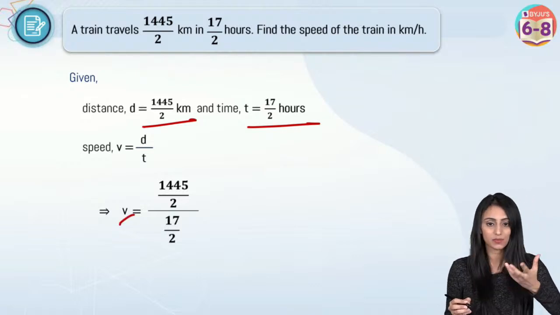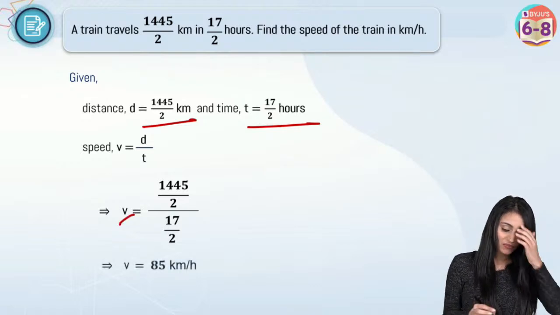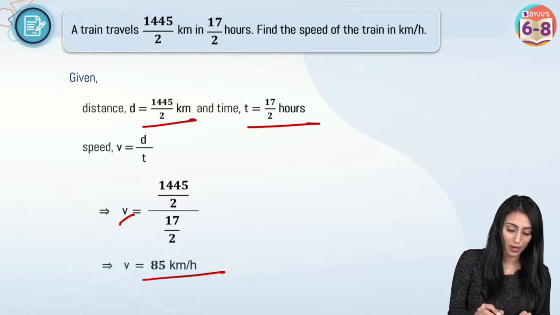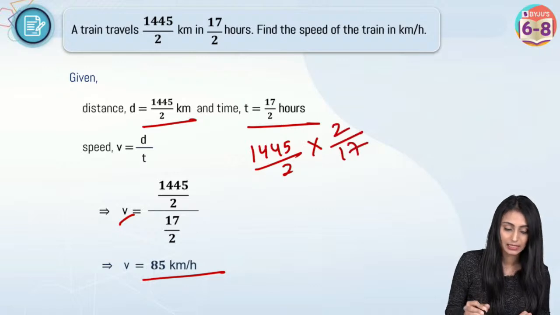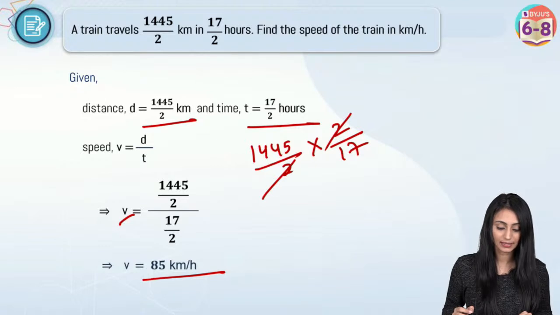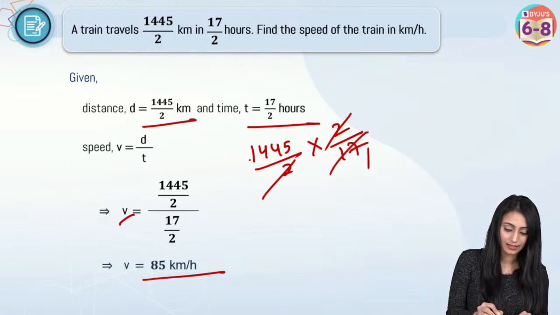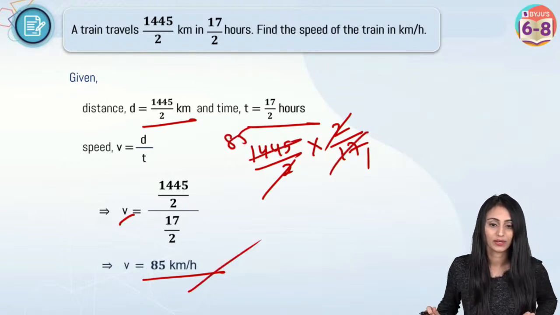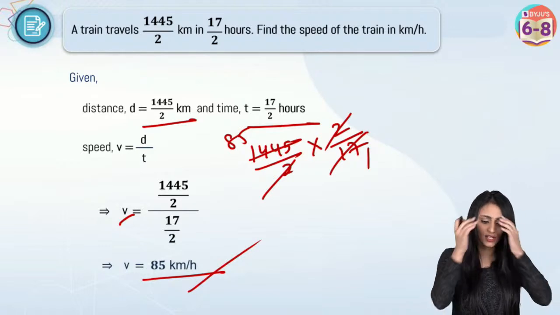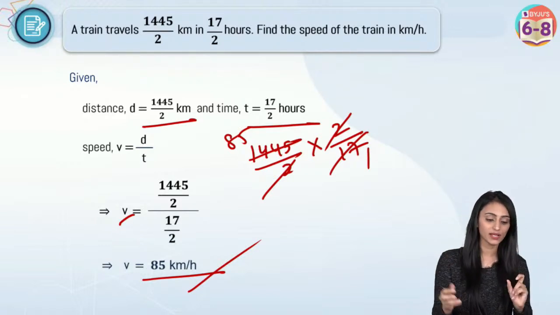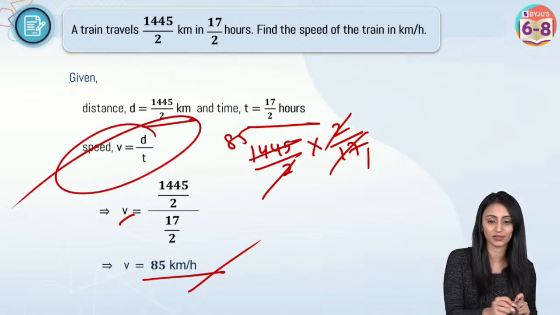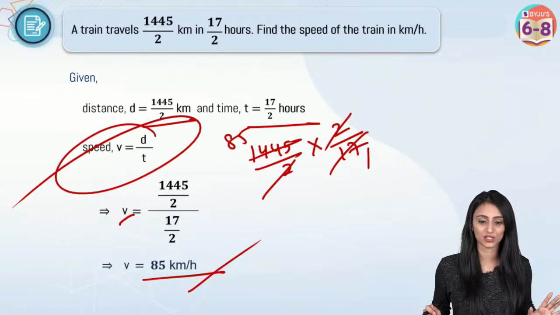We denote speed with small v also. So on simplifying, we are getting 85 km per hour. I hope nobody has any confusion in simplification, right? When we are solving this, yes, this will get cancelled out, right? And this would be 85 km per hour. Absolutely. So everyone has understood this. So the only thing that we had to guess here is the formula that we are going to use here, right? Otherwise, it was a simple question.